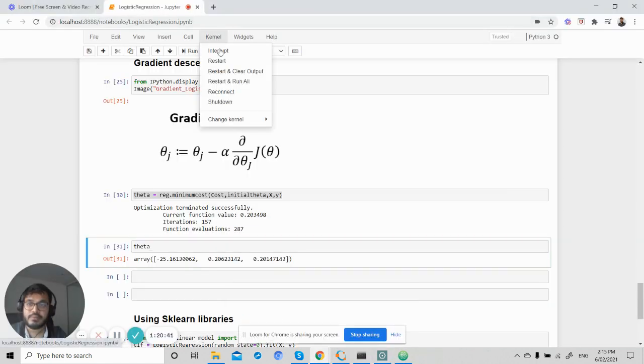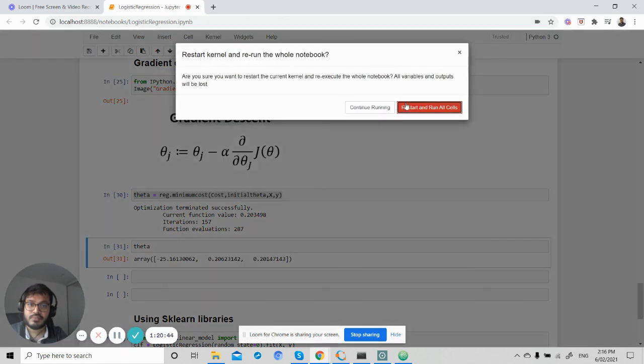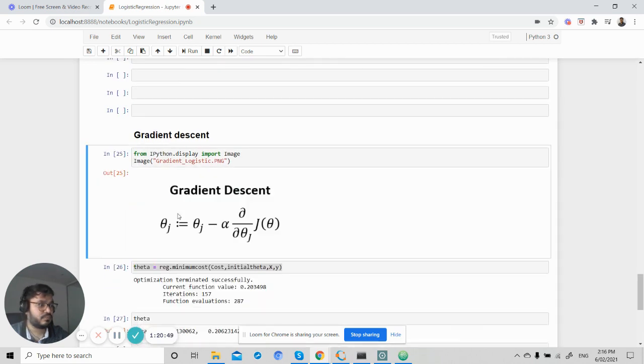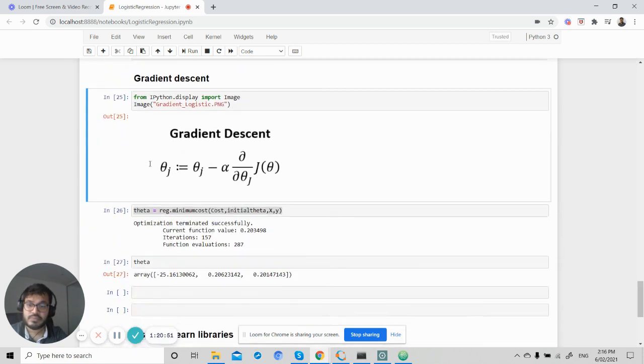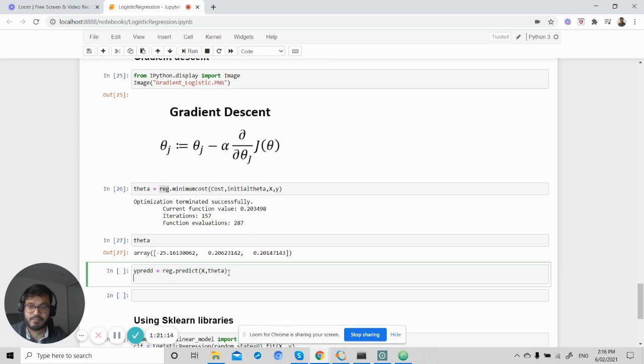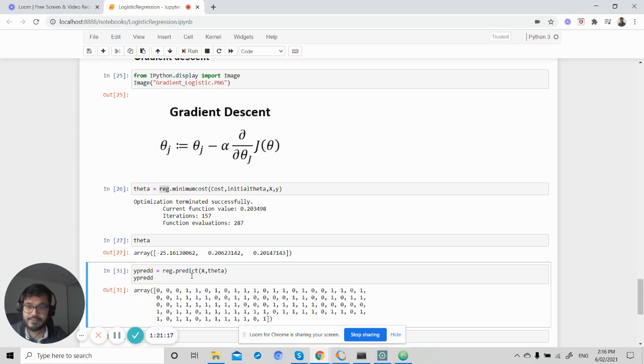So let's rerun. So my regression is this. So this dot predict. My y predicted anyway dot predict. I need to pass x and theta. So here is my prediction.